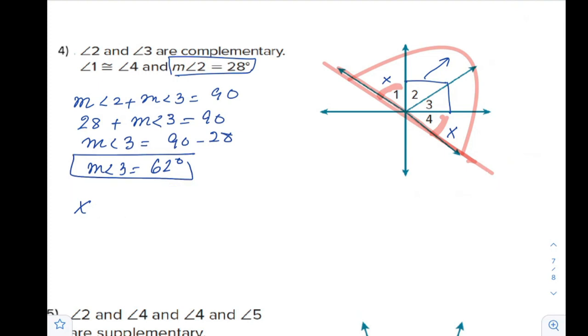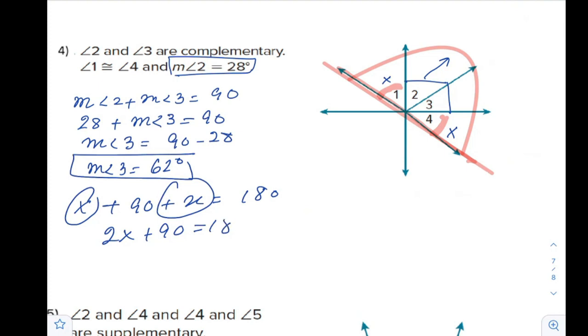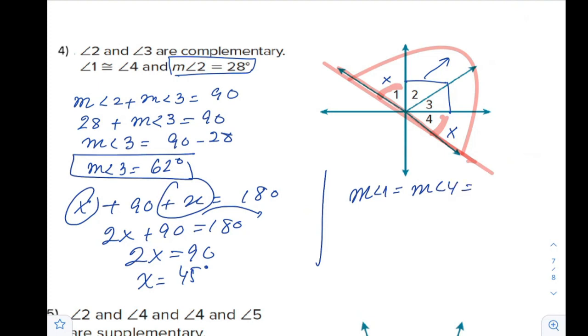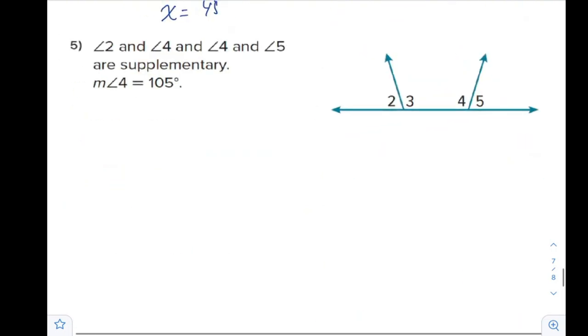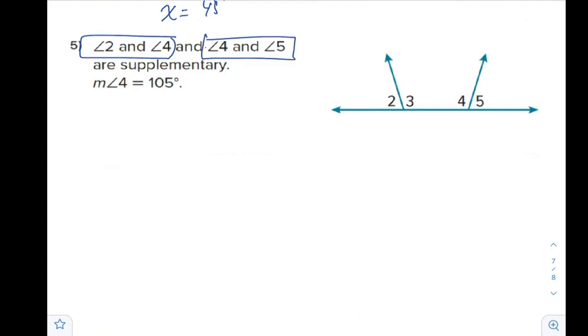We already know they are complementary. So 90 plus another x is 180 degrees. Let's solve for x. So 2x plus 90 is 180. 2x is 90 and x, dividing by 2, is 45 degrees. So that means measure of angle 1 is equal to measure of angle 4. Each is 45 degrees. And we found already measure of angle 3 as 62 degrees. Easy.